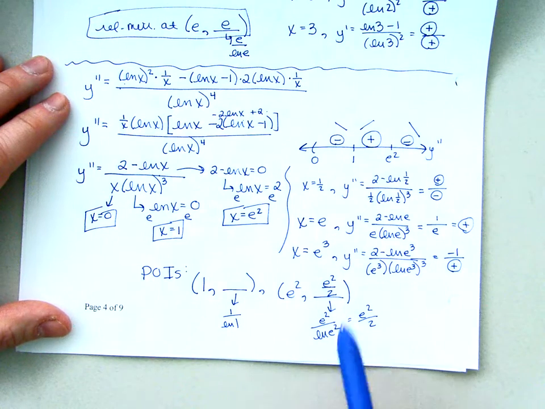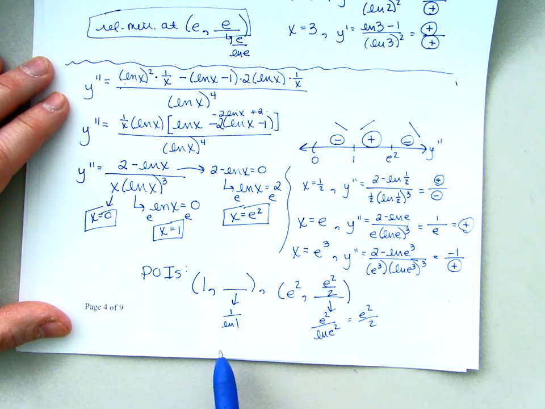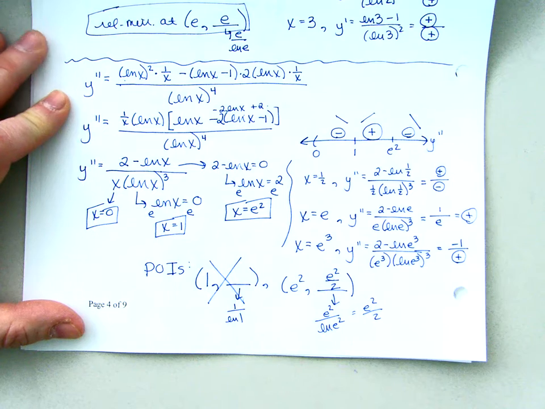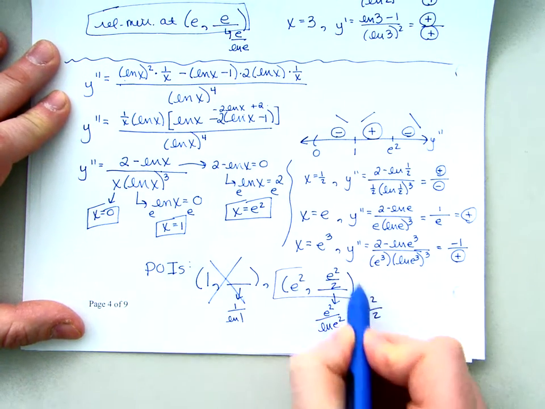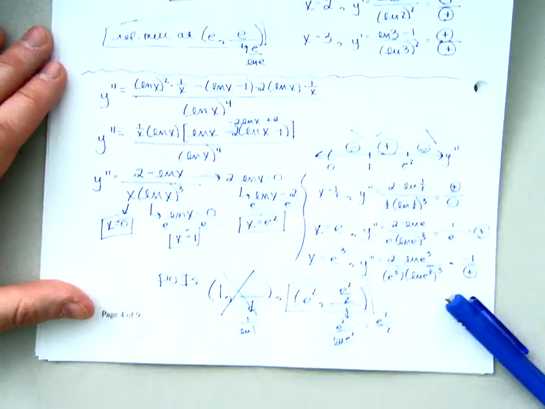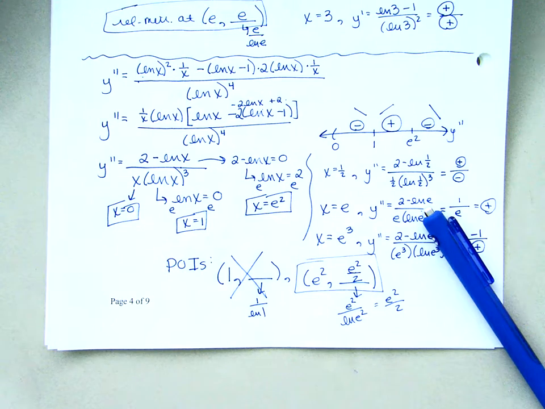e squared comma e squared over 2, and 1 comma. It doesn't work. You actually don't have a point of inflection there. It would actually be an asymptote because the original function's denominator would have equaled 0 there. So only 1 point of inflection, even though it seemed like there should have been 2. e squared comma e squared over 2. One more time, David. Well, because the natural log of 1 is 0. 1 over 0, you can't do that. Undefined.